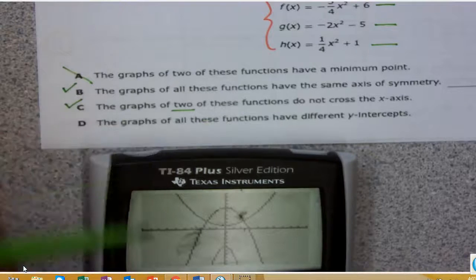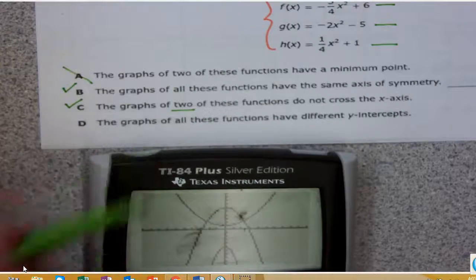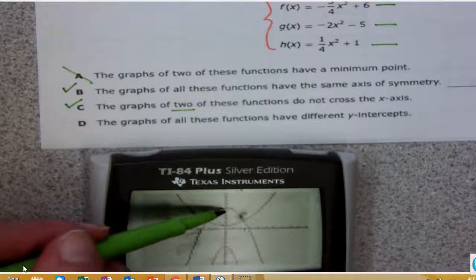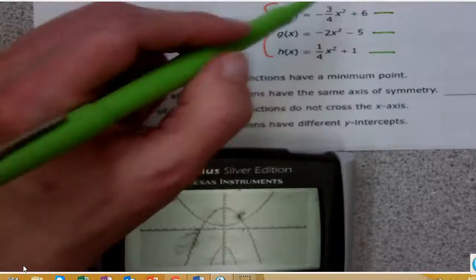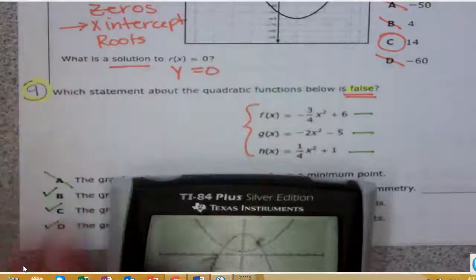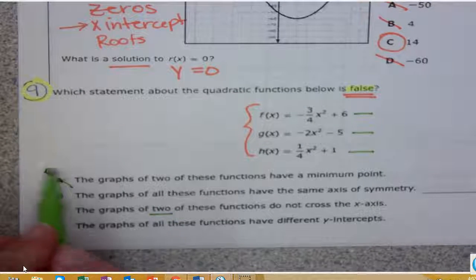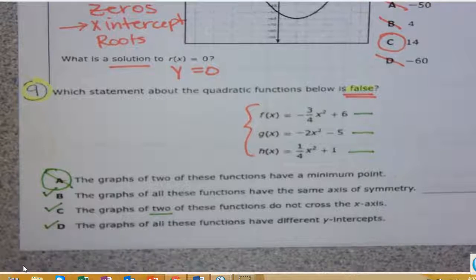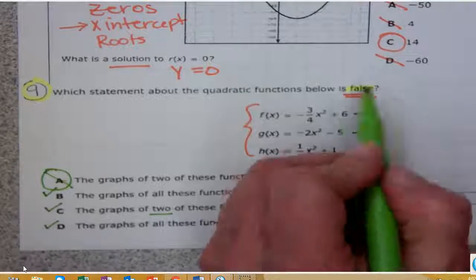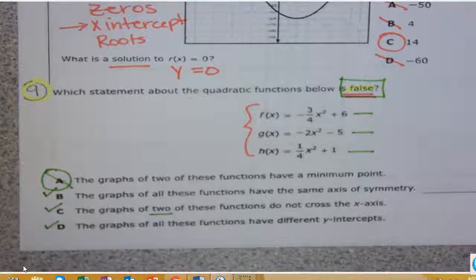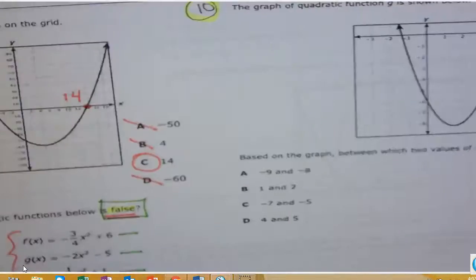And the graphs have different y-intercepts. Do all of the graphs have different y-intercepts? Yes. So the one that is false is A. So that is my answer. Okay? Make sure you understand if they're asking if it's false or true or not true.